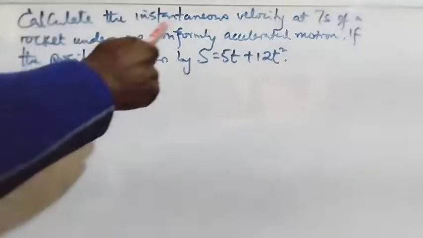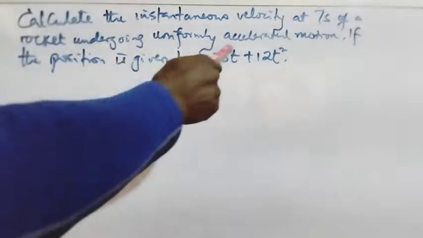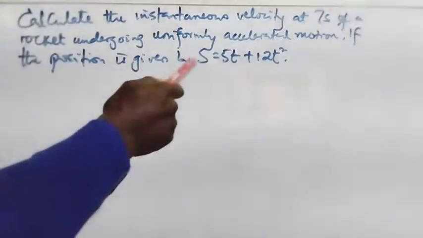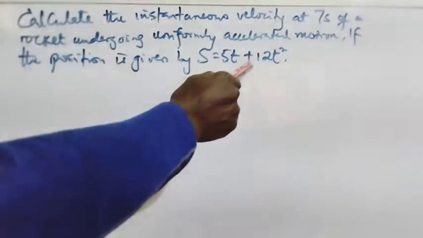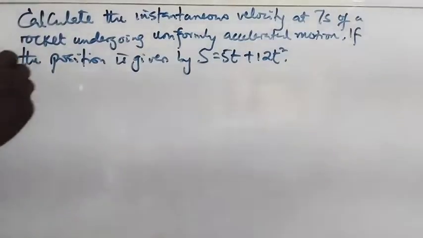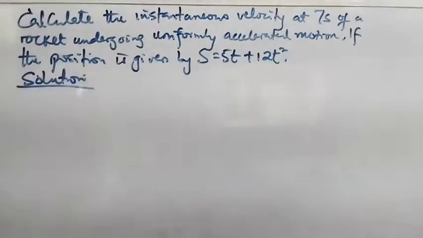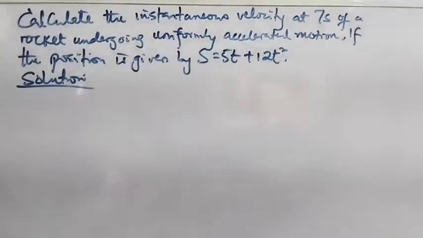Calculate the instantaneous velocity at 7 seconds of a rocket undergoing uniformly accelerated motion if the position is given by s, which is the distance, equals 5t plus 12t squared. To solve this question, you must understand instantaneous velocity.